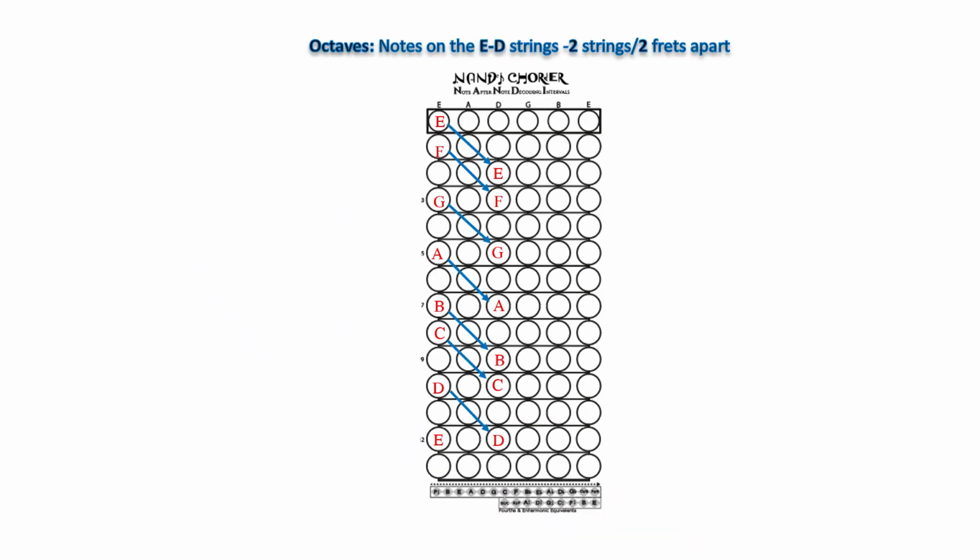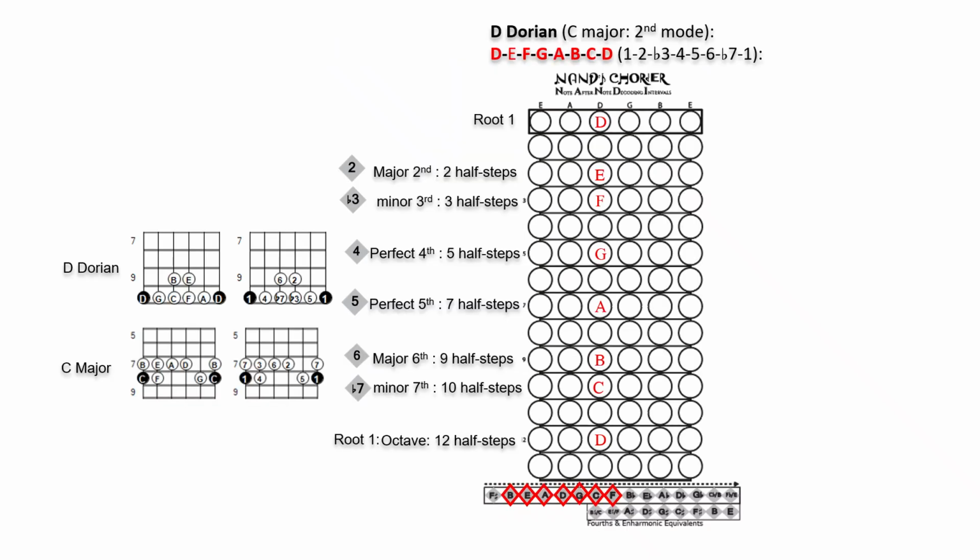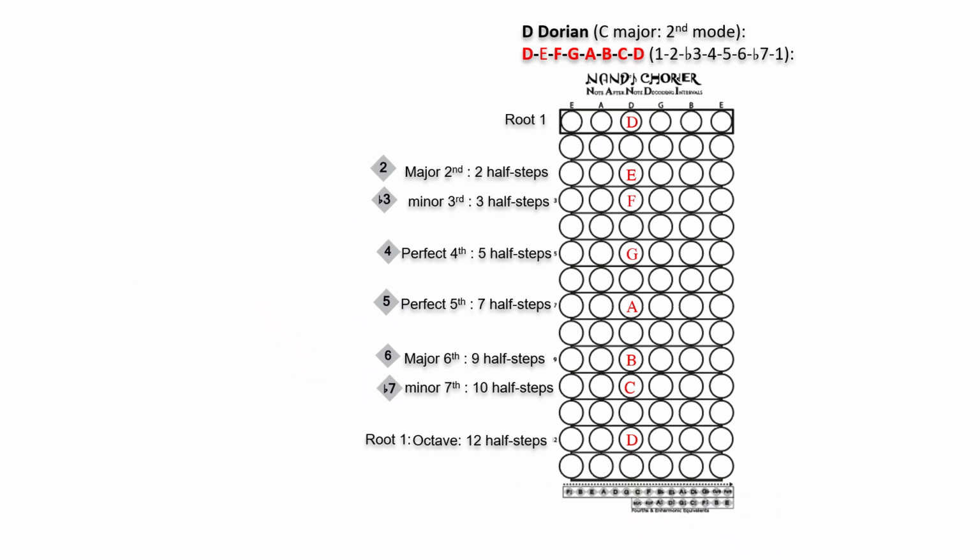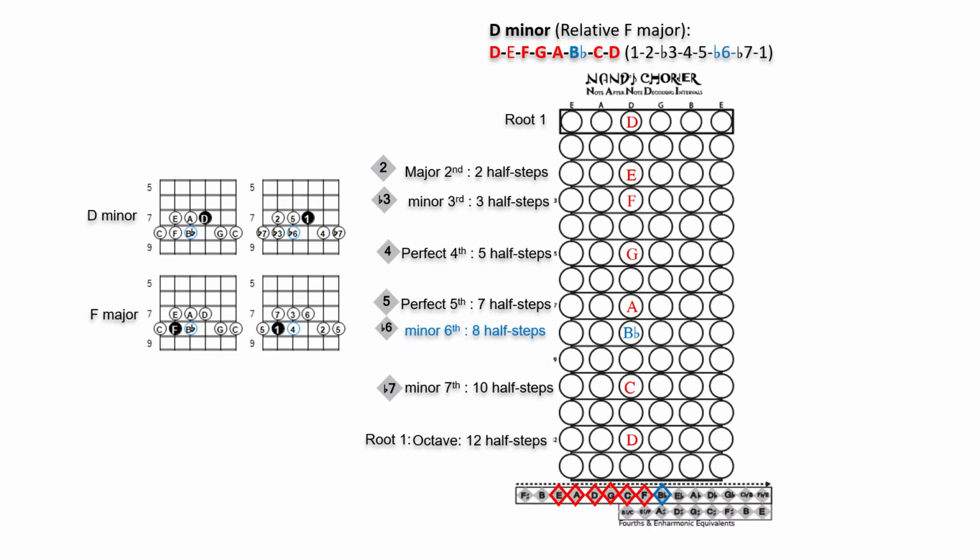An octave is the same note, repeated 7 notes higher. Notes on the D string are often located as octaves of the E string, 2 strings higher, and 2 frets up. These notes form D Dorian, the 2nd mode of C major, with a minor 3rd and minor 7th. Lower the characteristic 6th degree B in D Dorian to be flat to form D natural minor, the relative of F major.